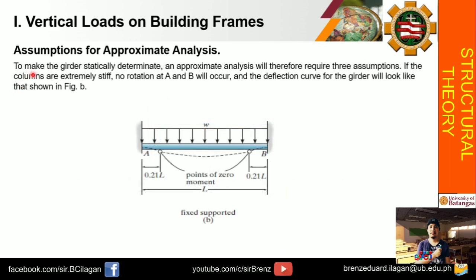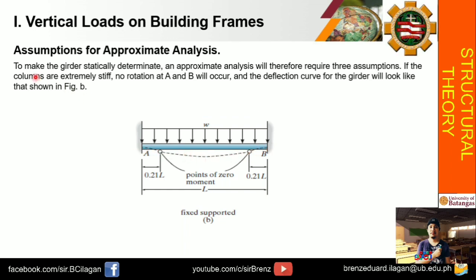So, next, to make the girder statically determinate, an approximate analysis will therefore require 3 assumptions. So, ano to mga to? So, if the columns are extremely stiff, no rotation at A and B will occur. So, assuming that this column is stiff nga, so wala tayong magiging rotation dyan, or yung theta, at A and B will occur, and the deflection curve for the girder will look like that shown in figure B. So, ganito yung magiging itsura na deflection niya. Okay?